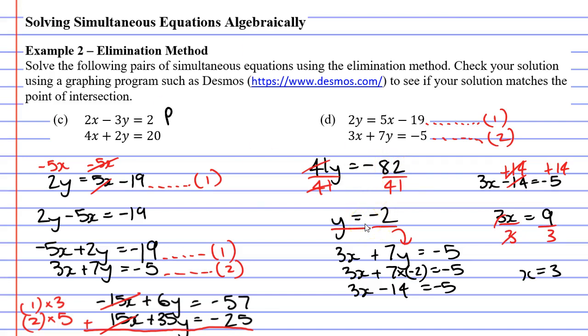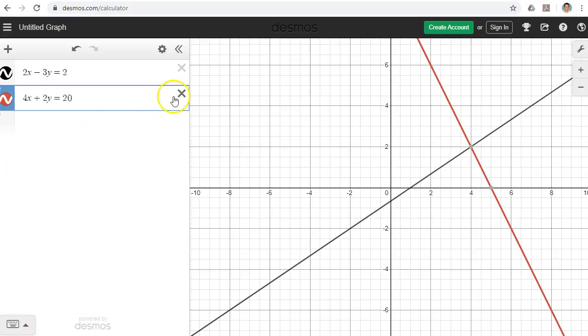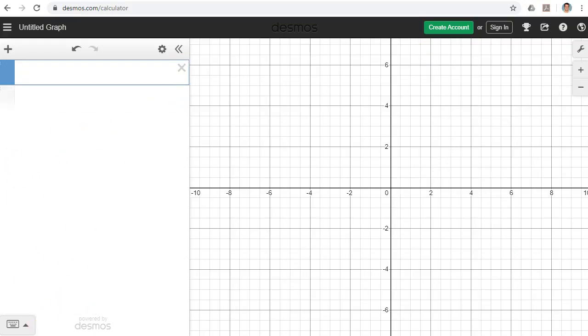Alright, so our point of intersection, and I shouldn't have put that dot there, our point of intersection is going to be an x value of 3, and our y value was negative 2. So it's a real nice point here, 3 comma negative 2. And we're going to check this on Desmos. Let's bring it up.